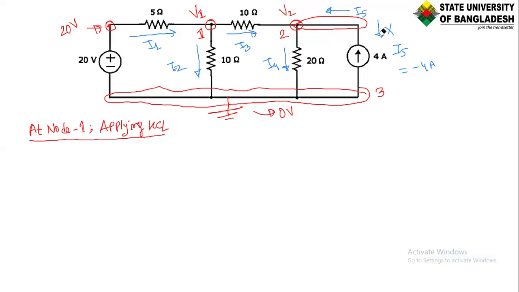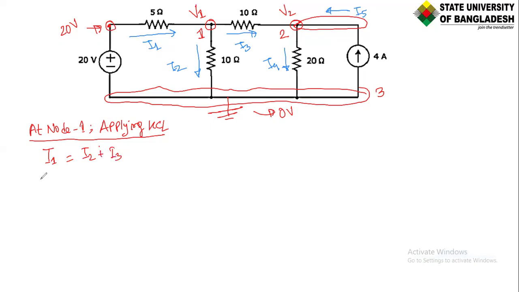So now the direction of the current is done, let's do the math. For node 1, we will apply the KCL. For the V1 node, we see that I1 is the incoming current and I2 and I3 are the outgoing currents. From KCL, we already understood that incoming and outgoing current will be equal for a particular node. Therefore, we can write that I1 is the incoming current for node 1, and I2 and I3 are the outgoing currents for node 1.